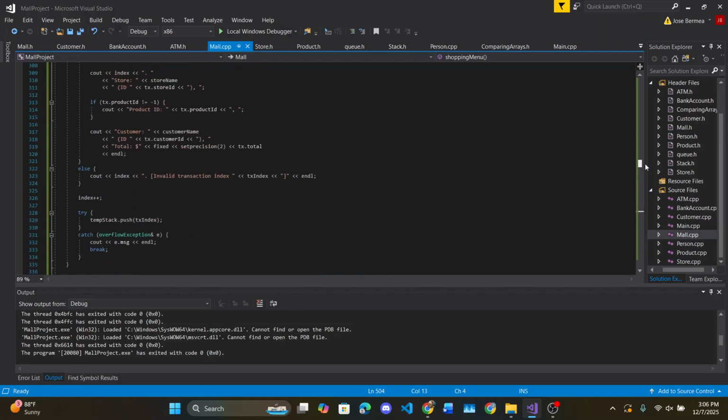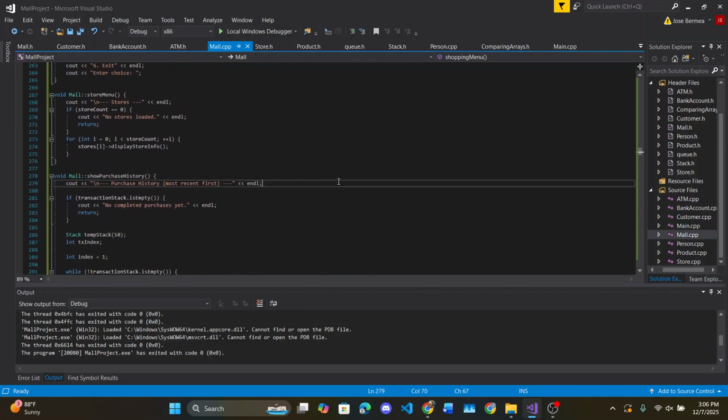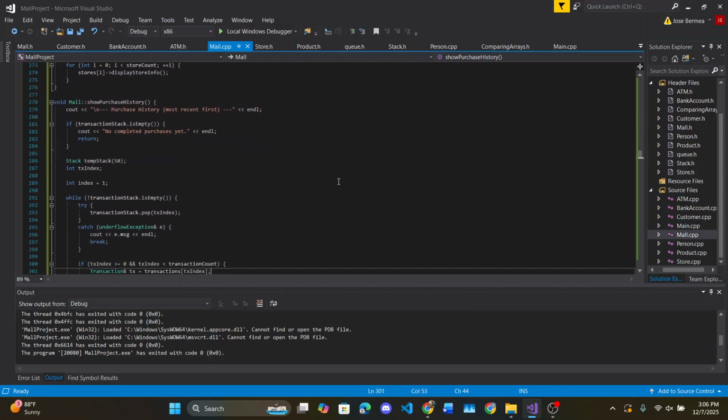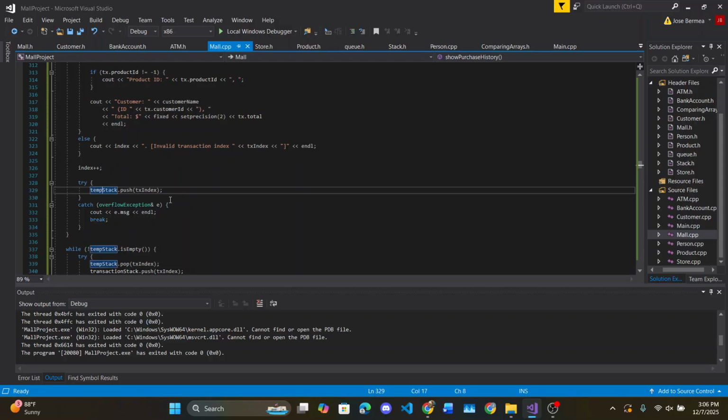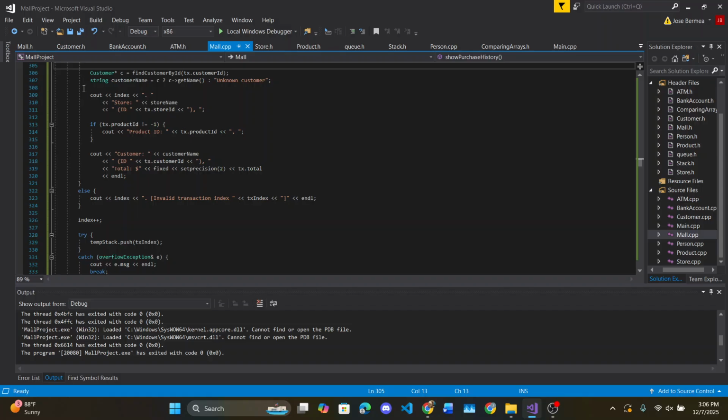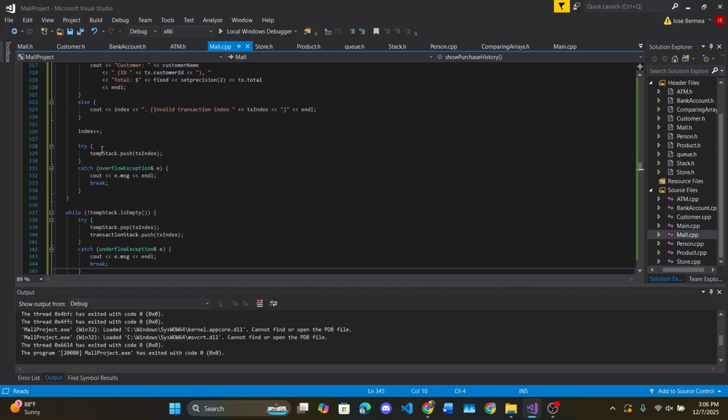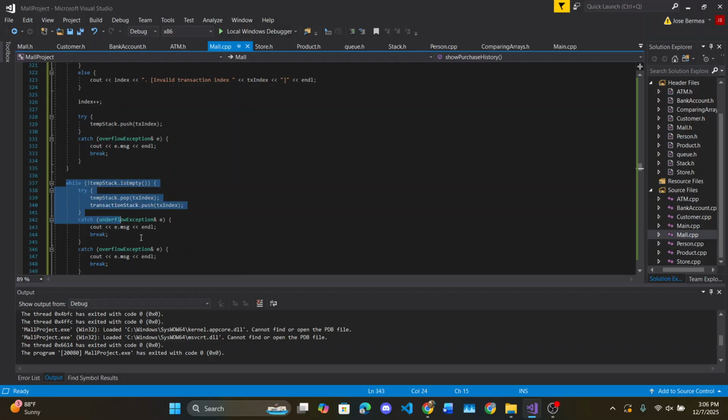And now over here at the top is where we have the show purchase history. So we check if it's empty, then we have the temporary stack that we talked about earlier, and we loop through the entire thing, grab stuff from the stack into the temporary one over here. And then we get all the information, all that. Move the index up so that we can keep going. And then after that, we fix the stack again.